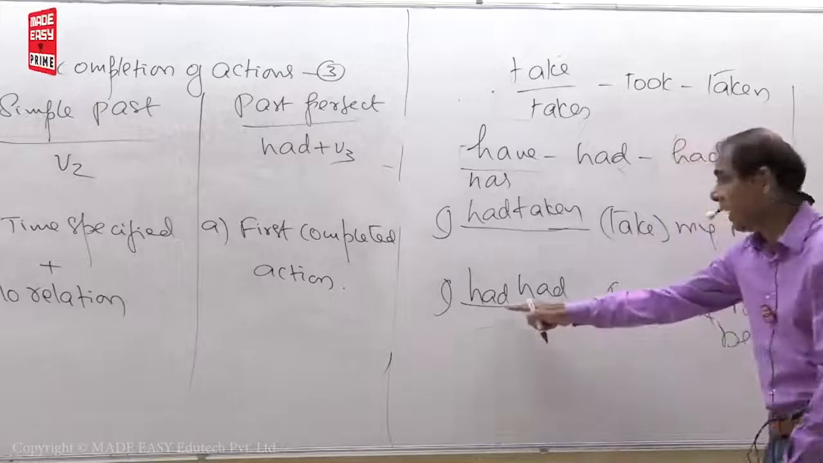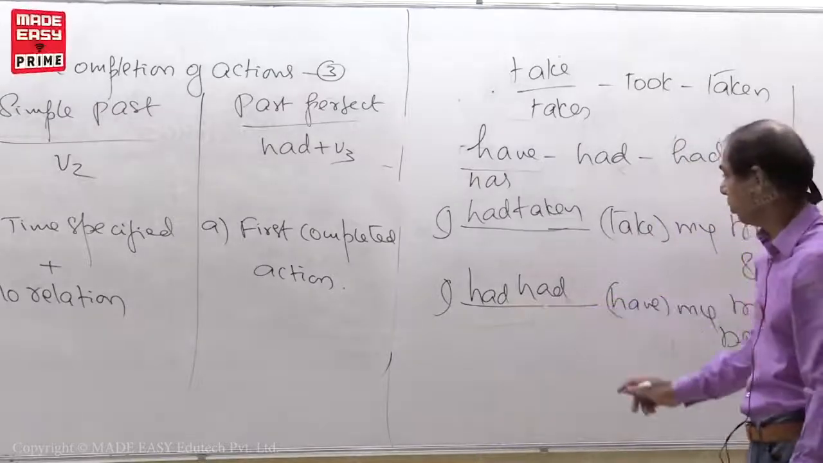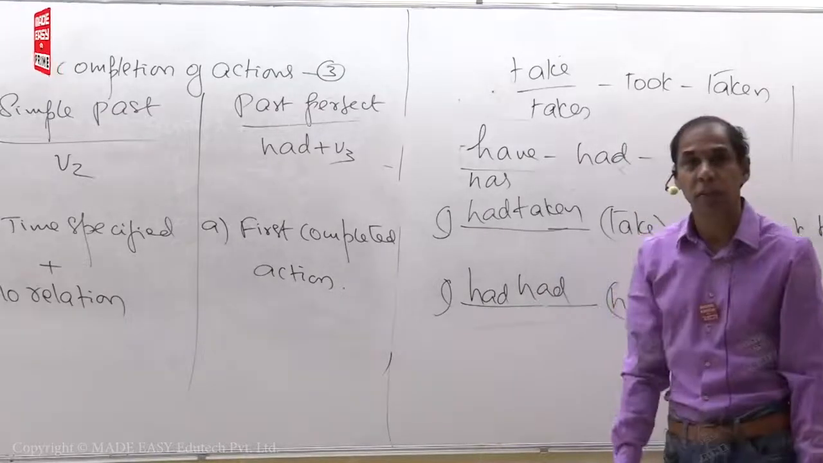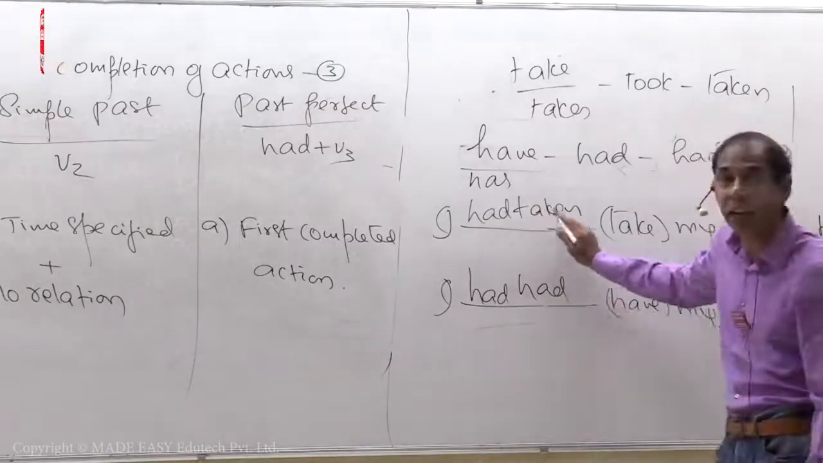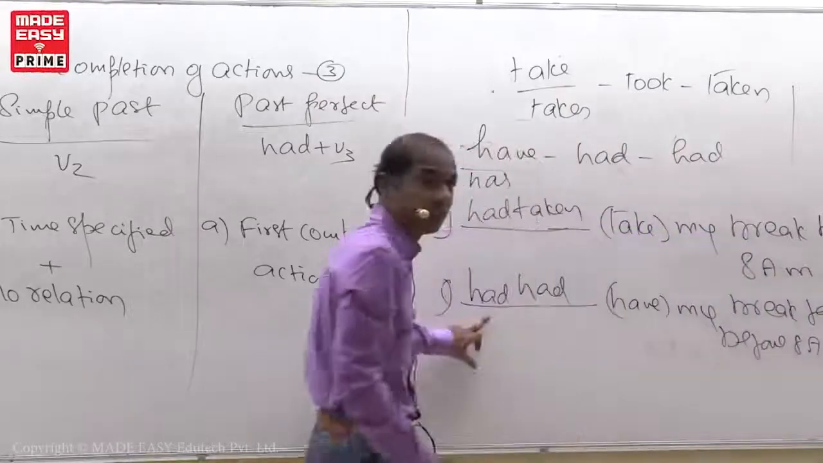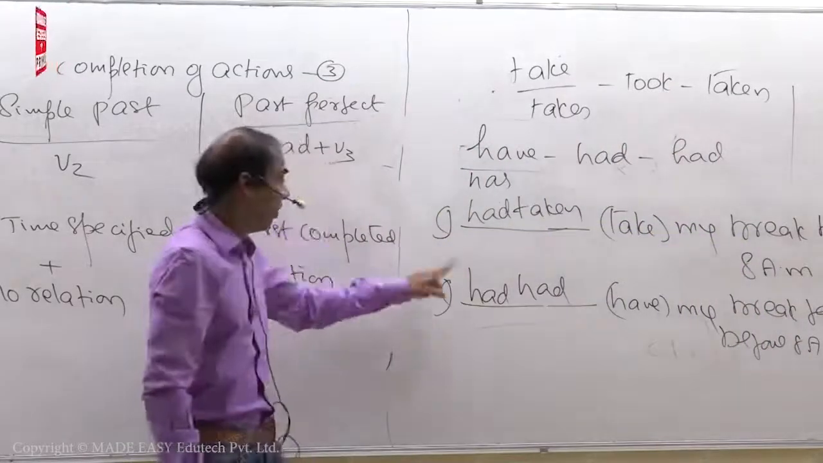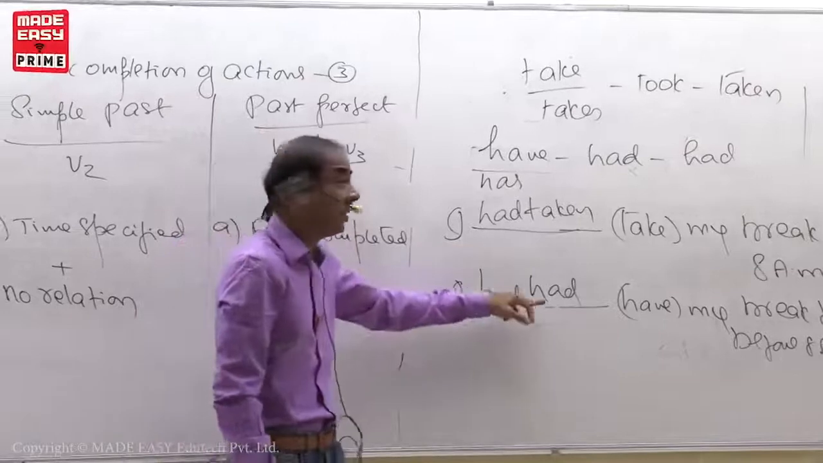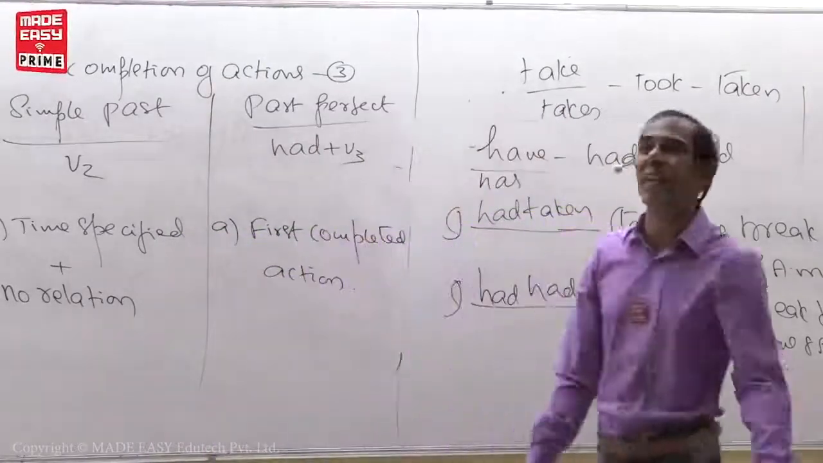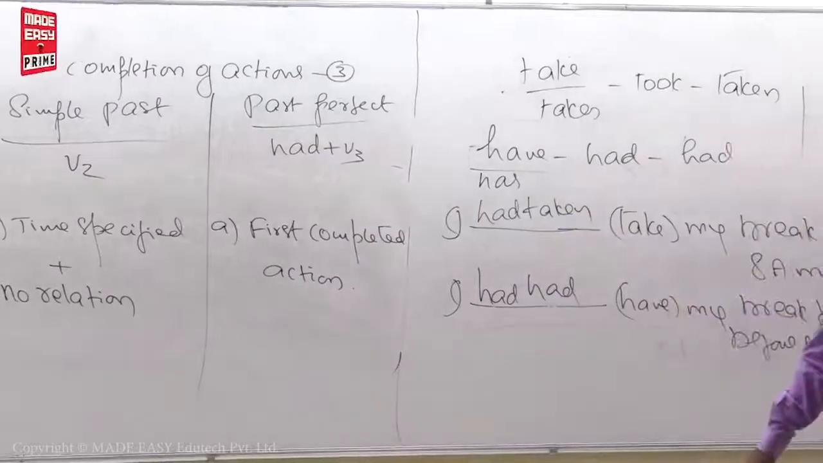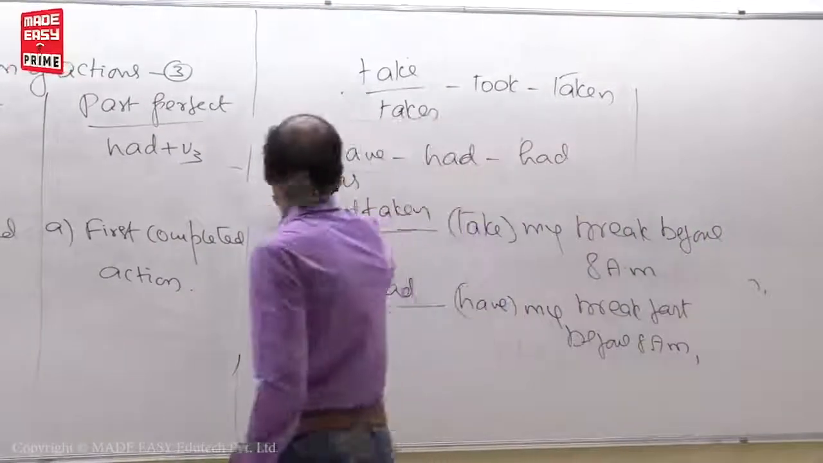When students find this often in the exams, they simply think this is wrong. But this is 100% correct. I had means I had taken. What is the first had? Formula. What is the second had? V3 of have. That's it. Okay, my students, that's it.